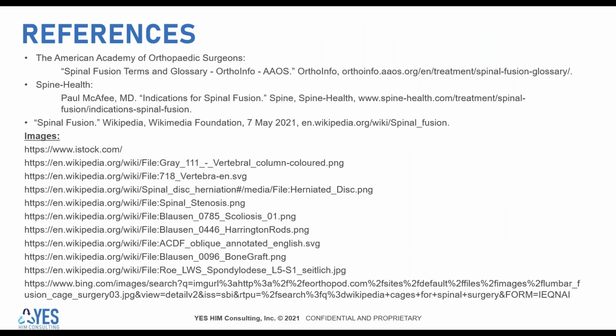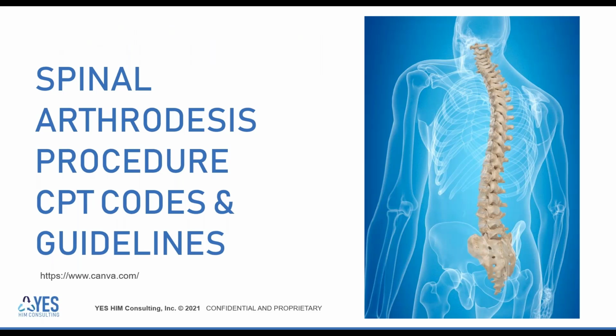So like I said, this is the end of the first section. We'll move right on to the second section, where we will talk about the actual spinal arthrodesis procedures. We'll talk about the CPT codes and some of the guidelines. So if you want to have your TruCode, your encoder, or your CPT book, that would be helpful, but it's not mandatory, so don't worry if you don't have it.